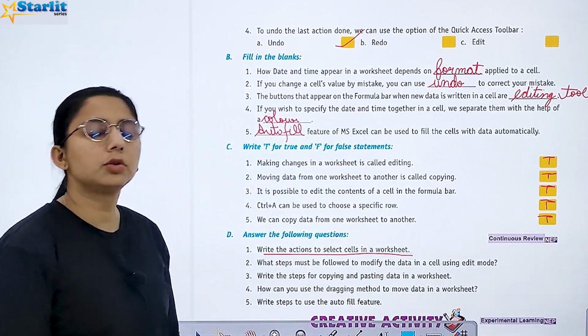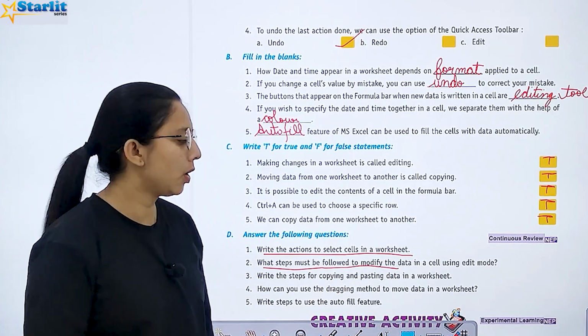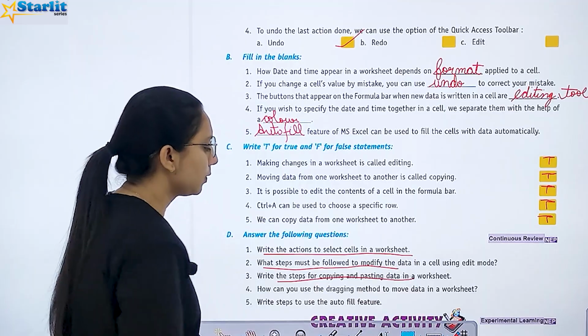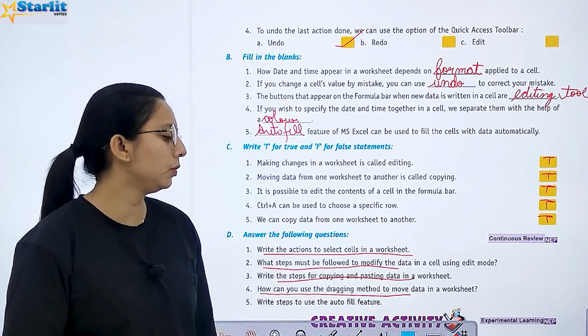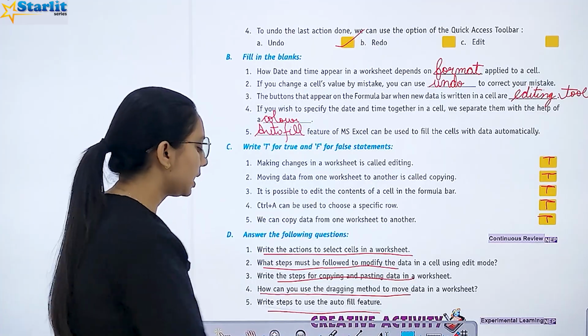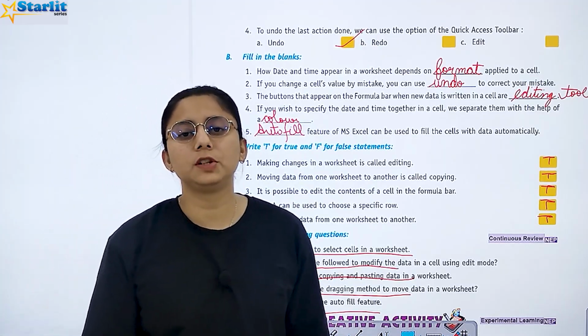Now answer the following. Write the action so that you can select the cells in the worksheet. What steps must be followed to modify data? Write the steps of copying and pasting data in the worksheet. How can you use the dragging method to move data in a worksheet? Write steps to use the autofill feature. So, आपको steps लिखना है. How you can use the autofill feature in this.